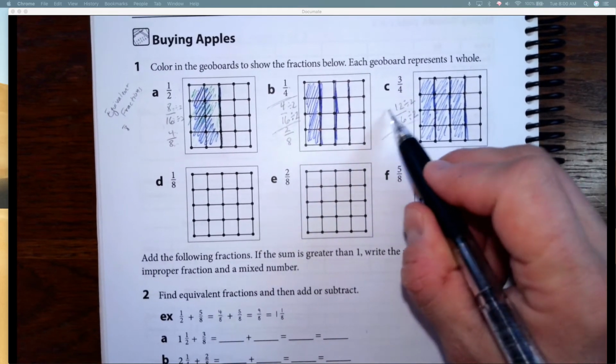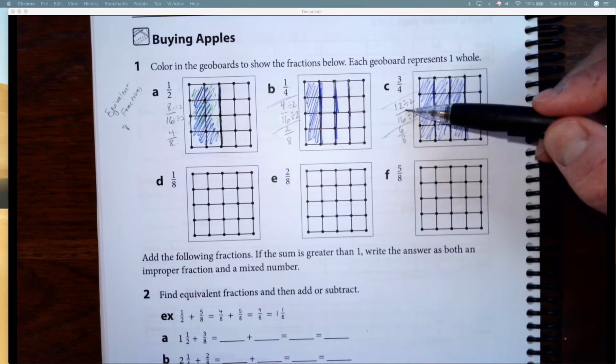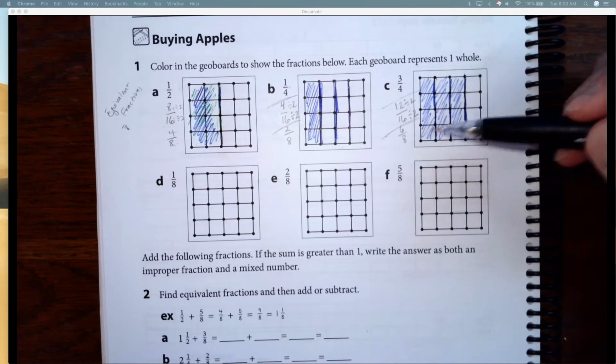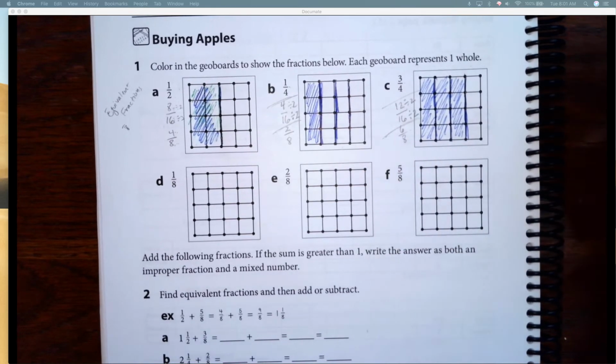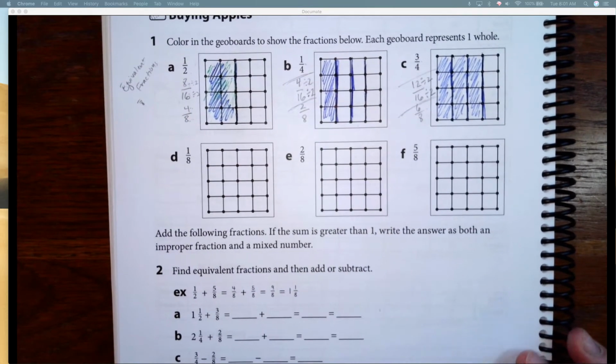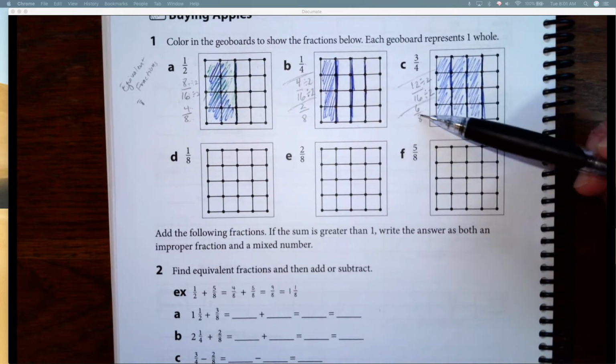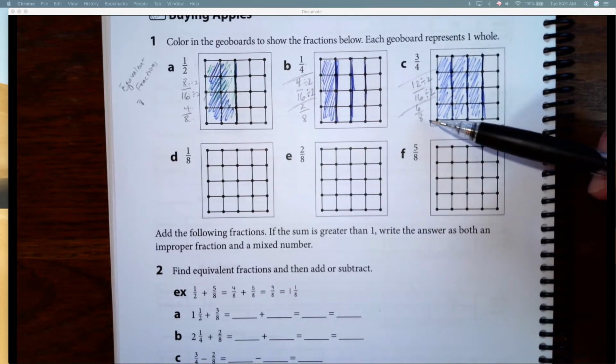12 divided by 2 is 6. So 3/4 is equivalent to 12/16, which is shown here, which is equivalent to 6/8. Okay, so now for the bottom row, D, E, and F, they are already split into eighths. So what we know about 16ths and eighths, then we can figure this out.